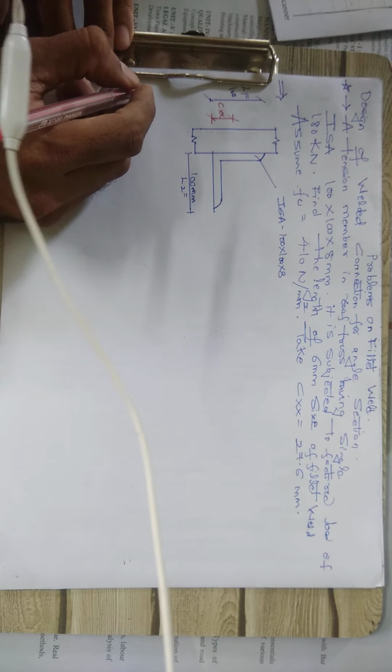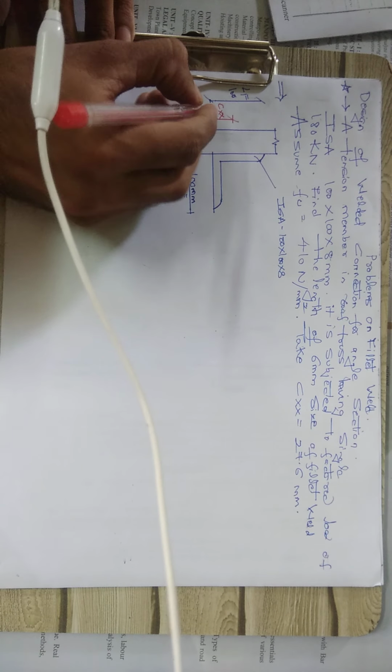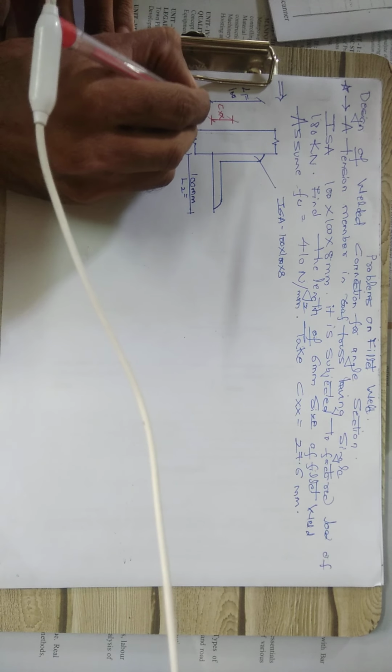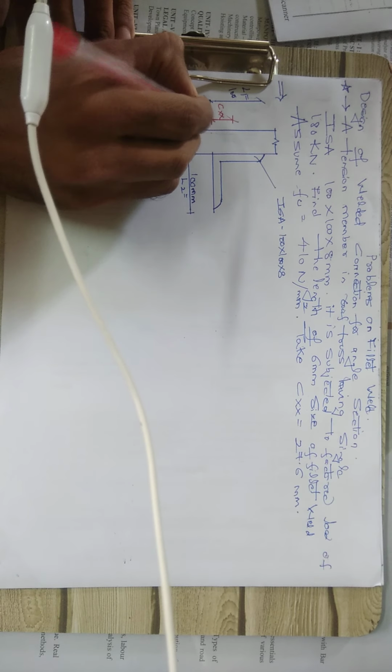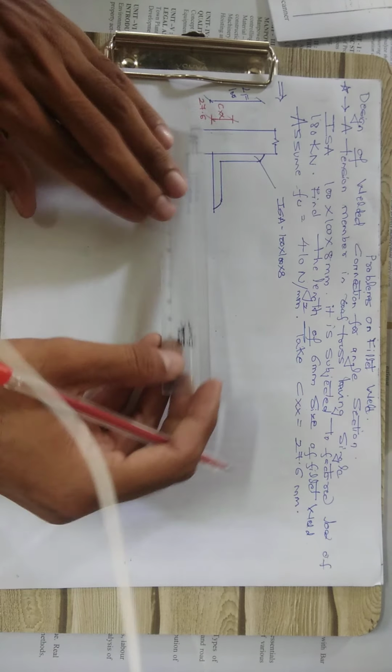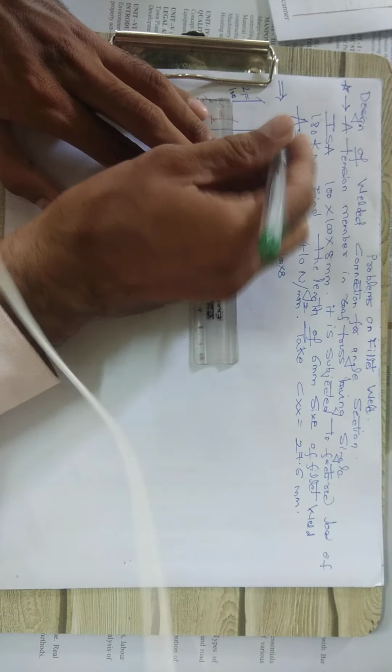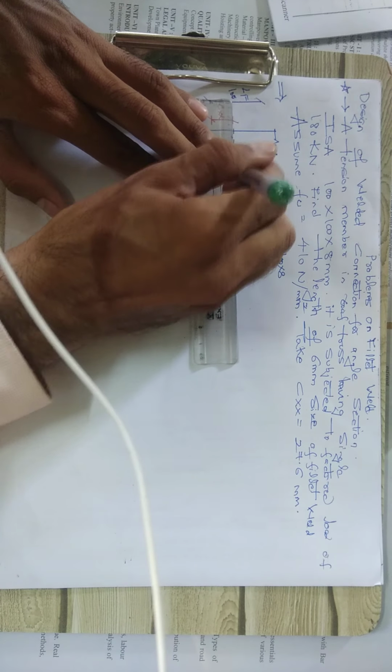What is that distance? 27.6 has been given. So Cxx is 27.6. Okay, so I am drawing a straight line, that is the CG, which will be used for further process. We will draw the CG.